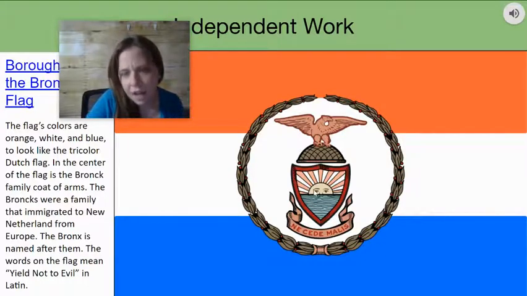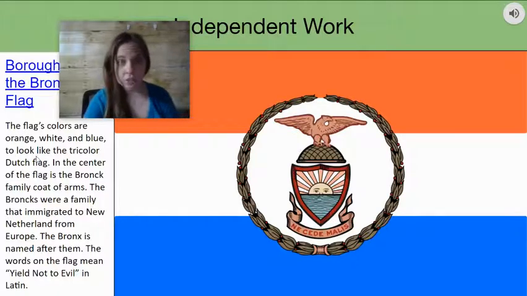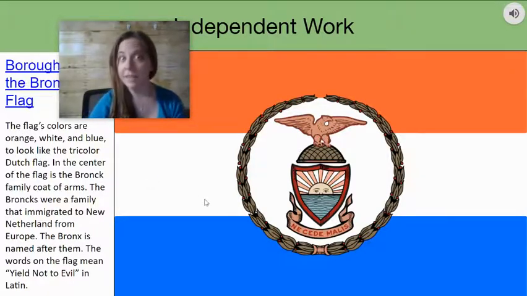And then I see a sun. I see eyes on the sun. I see water. I see some more Latin. I really don't know what this means. Oh, here it tells me right here. Yield not to evil. The Bronx were a family that immigrated to New Netherland from Europe. The Bronx is named after them. Oh, the flag's colors were orange, white, and blue to look like the tricolor Dutch flag. Very similar to Manhattan's flag. Very interesting.